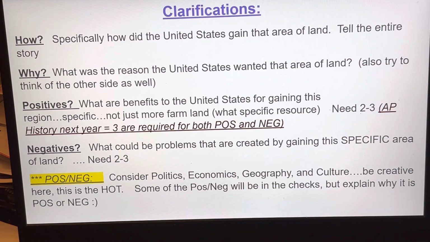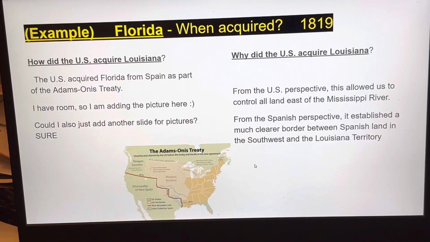Think of politics, think of economics, think of geography, think of culture. If you're struggling with this, I'm sure that you'll put a little notation in your assignment. So as I'm looking at it occasionally, I can help you out, or you'll email me and I will happily help you out. Okay.